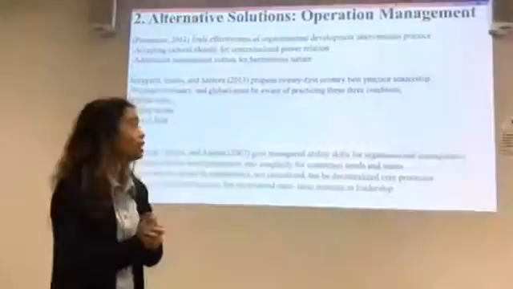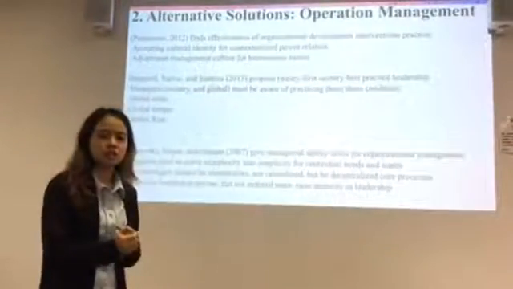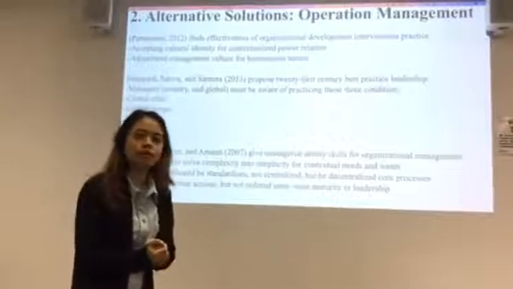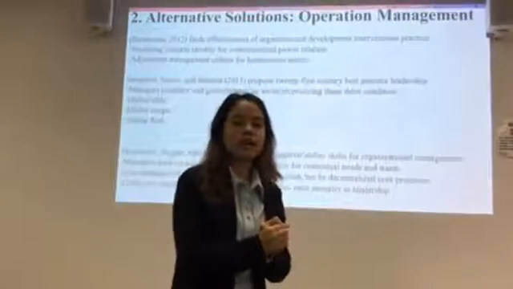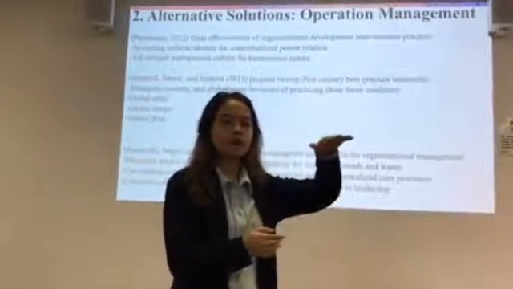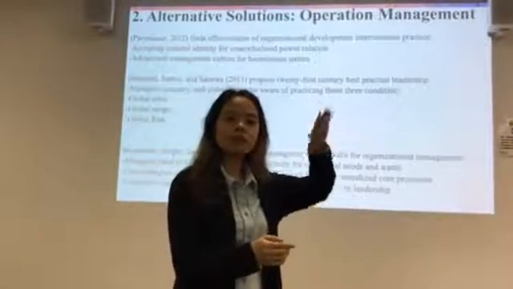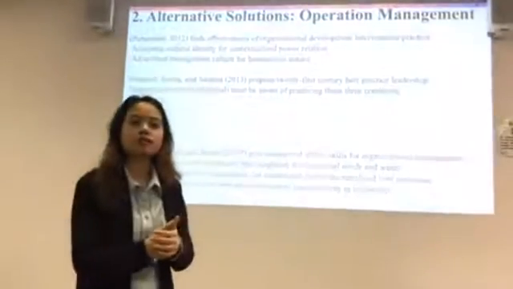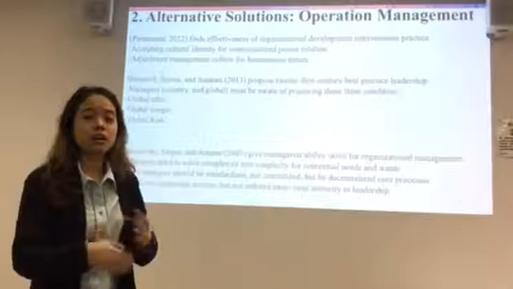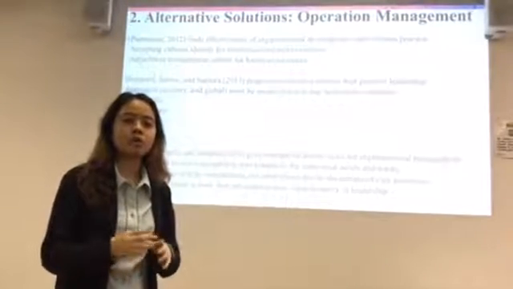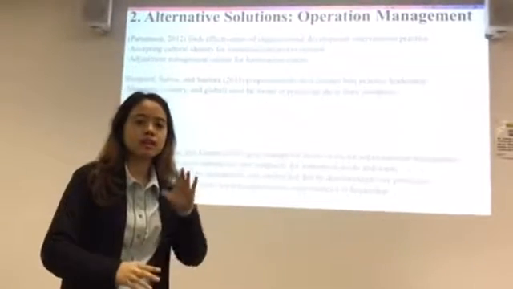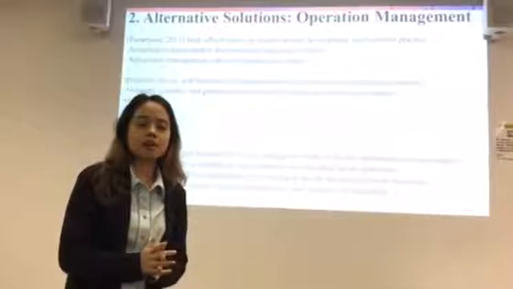Here we can find the three alternative solutions for the operation management problem that Siemens UK is currently facing, the very centralized hierarchical organization structure. By practicing these alternative solutions, we hope that Siemens UK can operate very well and give full authority to the local employees and the country managers.